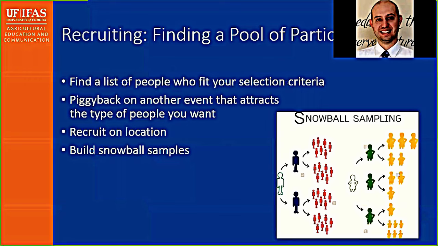Ask for nominations. Ask key people like elders, educators, or service providers for names of people who fit the selection criteria. And then finally, build snowball samples. Once you find people who fit the selection criteria, then you ask them for names of other people who fit the selection. So it's kind of like a snowball. Once you get one person involved, they identify more and more people till you get the group that you need.